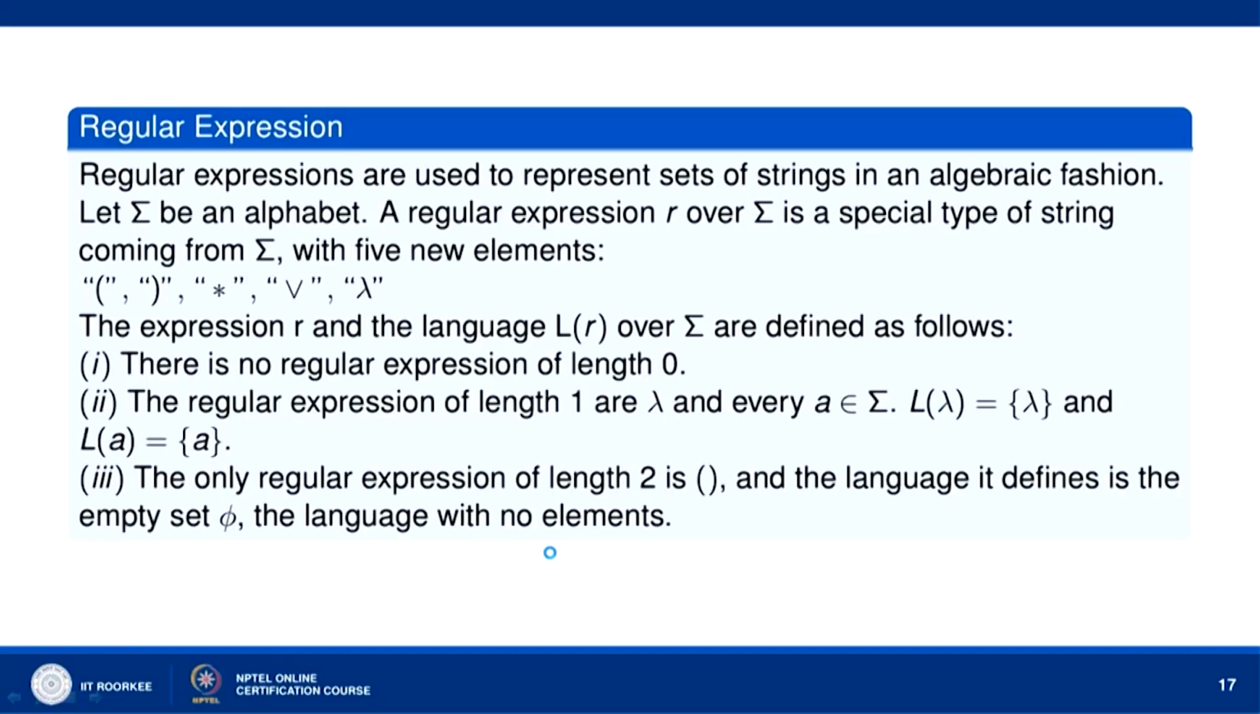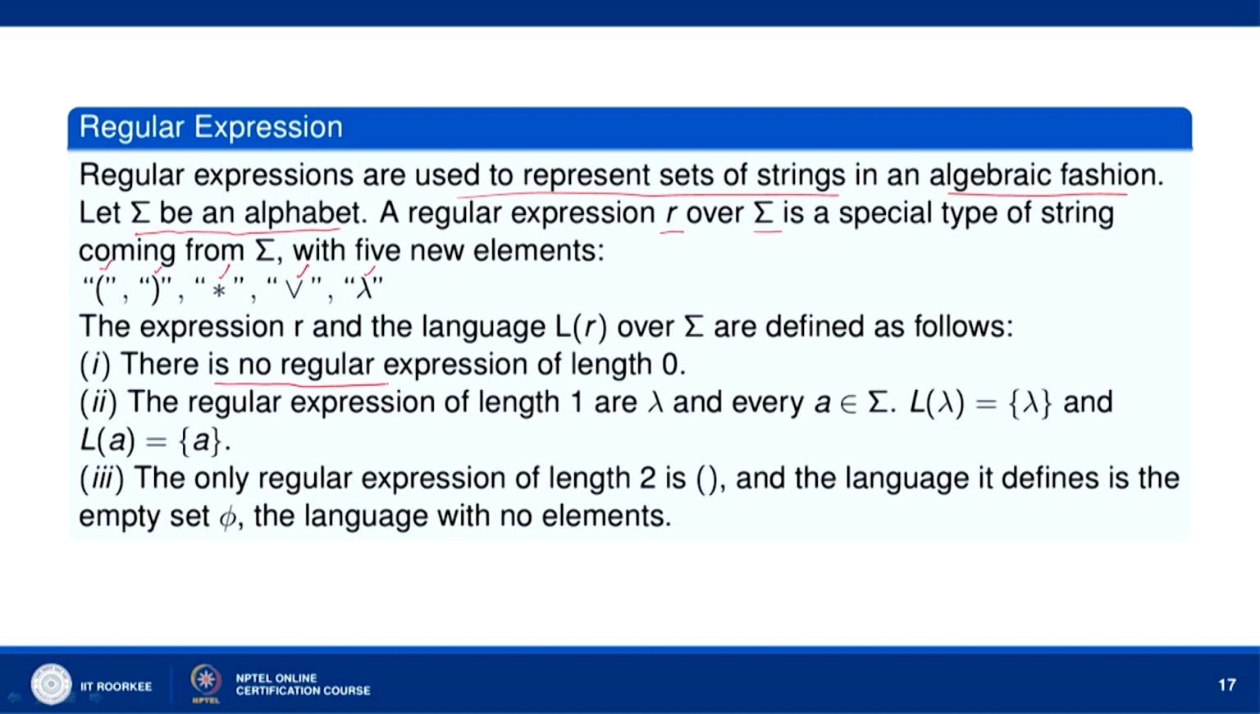Regular expression, let us define. So, a regular expression is used to represent sets of strings in an algebraic fashion. Let sigma be an alphabet. A regular expression R over sigma is a special type of string coming from sigma with 5 new elements. So, the 5 new elements are this left bracket, this right bracket, star, then or, this symbol denotes or, and then lambda. The expression R and the language L(R) over sigma are defined as follows.